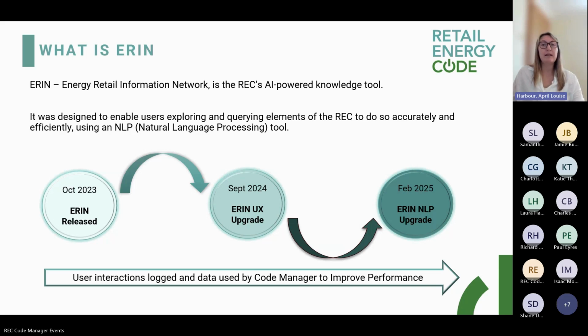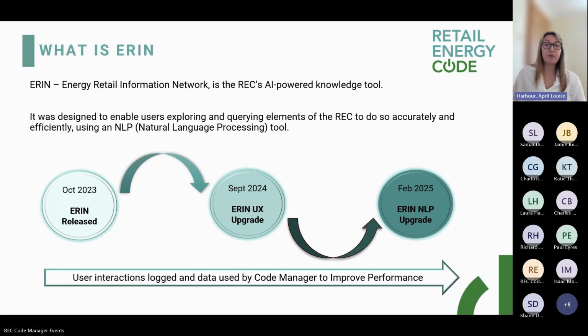So what is ERIN? ERIN stands for Energy Resource Information Network. It was introduced to support users of the REC to explore and query elements in an efficient and accurate manner. So ERIN is the REC's first AI-powered tool. However, it's not self-built. It's underpinned by a natural language processing tool that is ChatGPT.